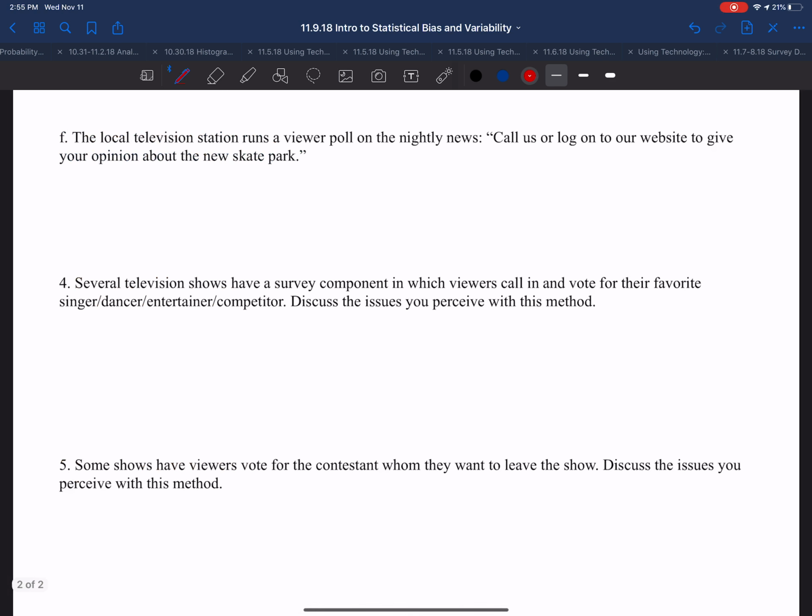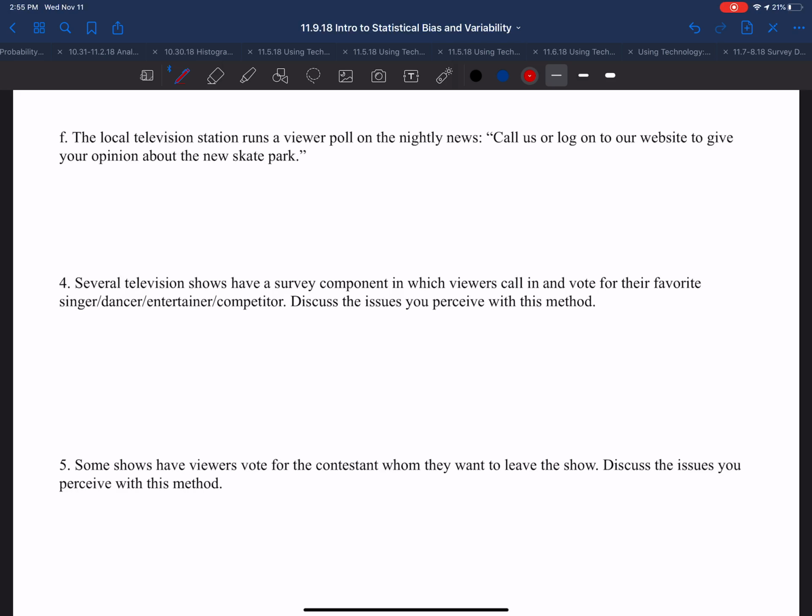All right. F, it says a local television station runs a viewer poll on the nightly news. Call us or log on to our website to give your opinion about the new skate park. So this one isn't really a research study because it's not scientifically valid. Anybody can go on there, and it's completely voluntary. And the problem with this is that chances are most people that answer this website or call them are people who have very strong opinions one way or the other.